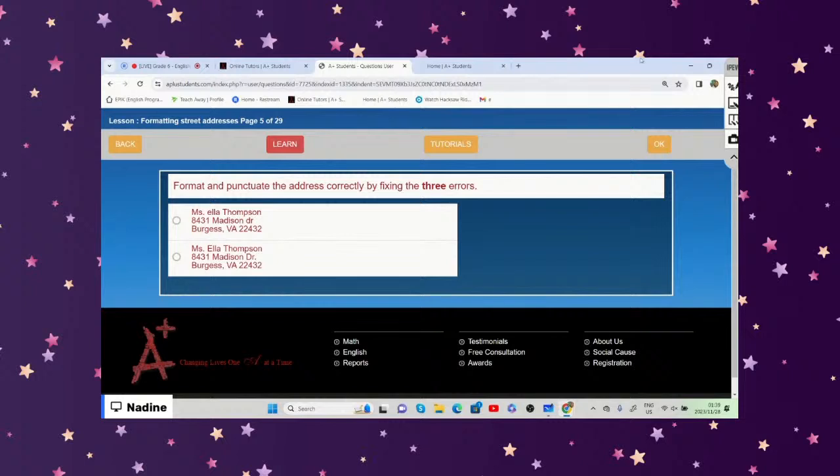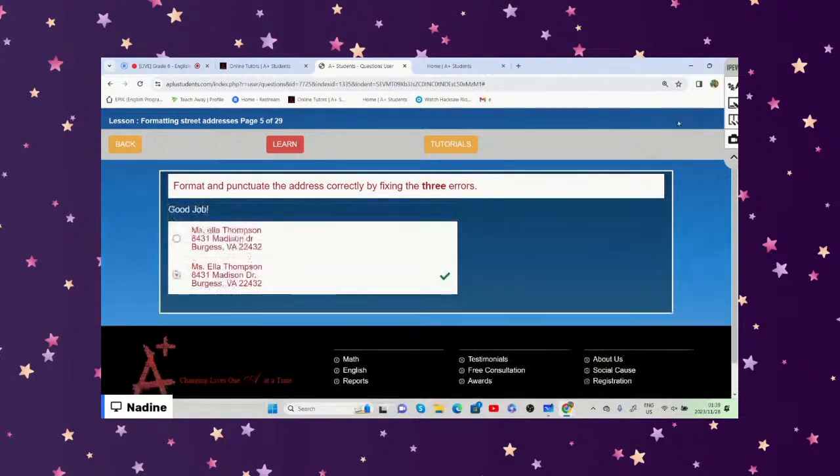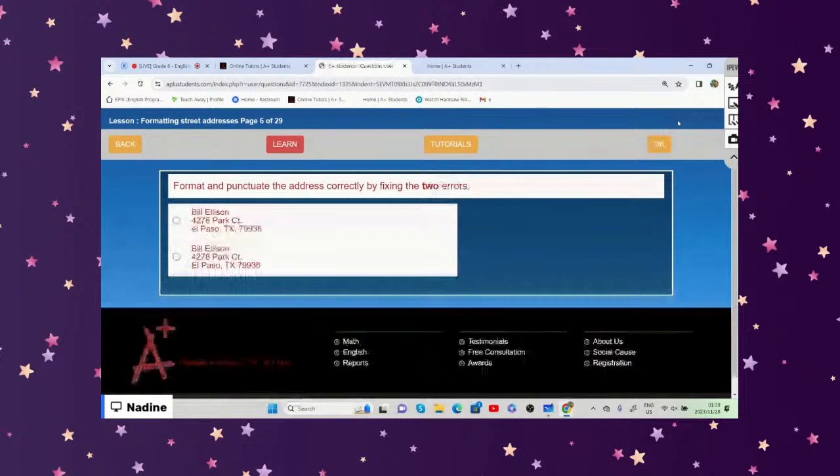So we will go with the second option, right? Because Ella is written with a capital letter. Drive is written with a capital letter as well as it has an endpoint. So we'll go with the second option. And the second option is correct.